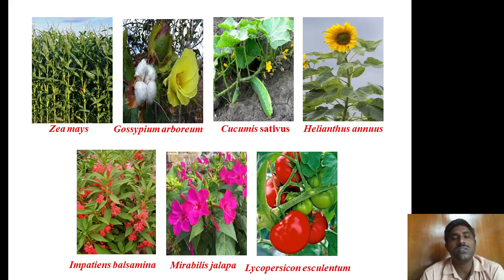See the examples: Gossypium arboreum, Cucumis sativus, Helianthus annuus, Impatiens balsamina, Mirabilis jalapa, and Lycopersicon esculentum. These are some of the day neutral plants. That means irrespective of their day length, they show the flowering response always throughout the year.